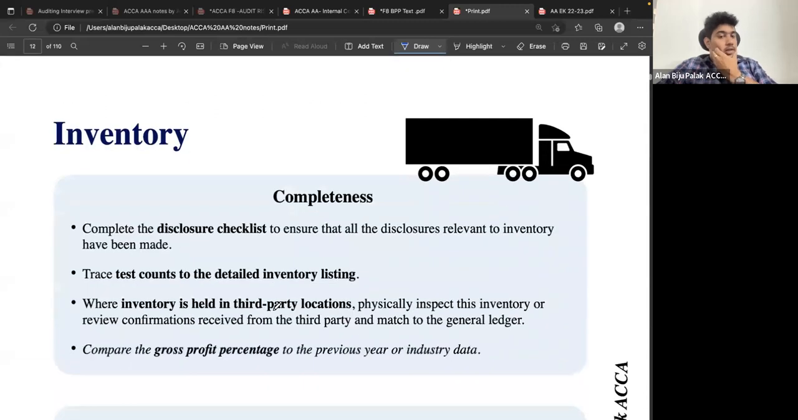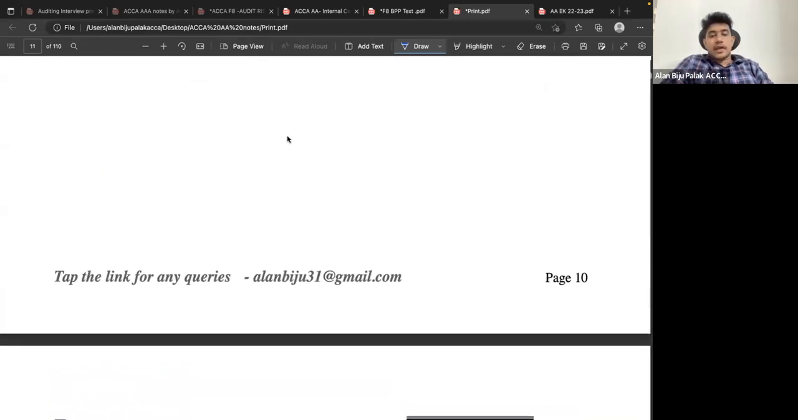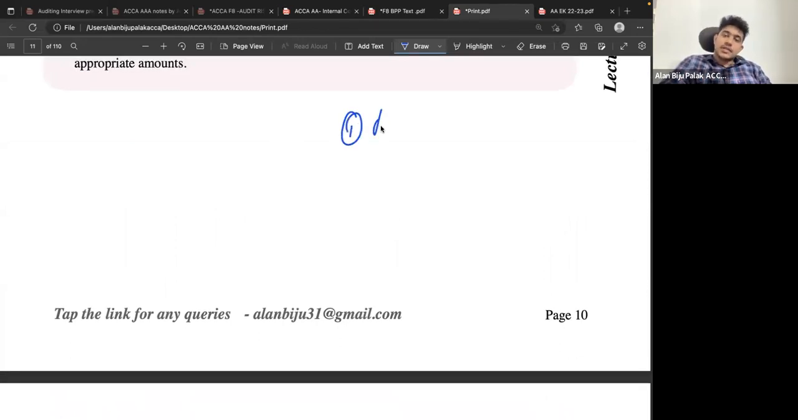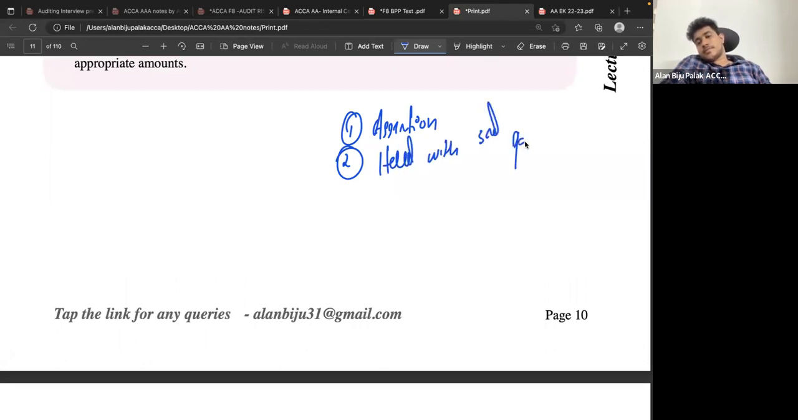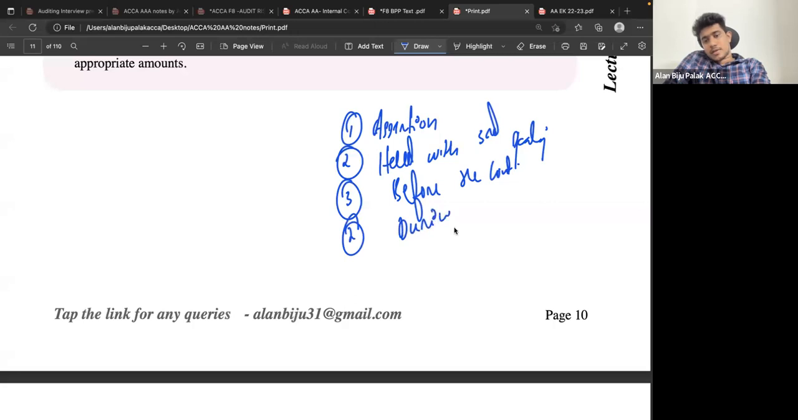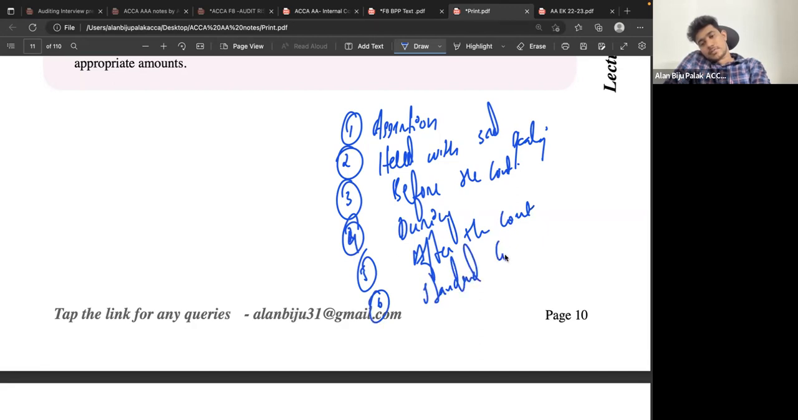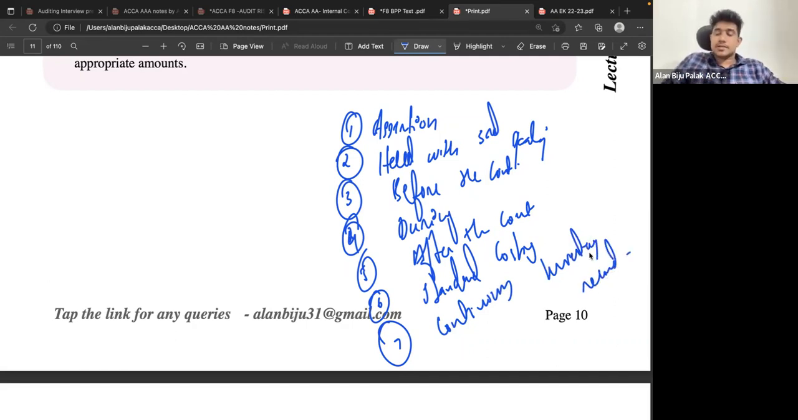Then when it comes to inventory, what all are the substantives we have learned about inventory? First one is assertion specific, then inventory held with third party, then before the inventory count, during the inventory count, after the inventory count, standard costing when the inventory is recorded, then continuous inventory record.